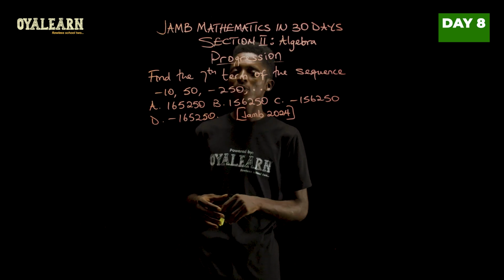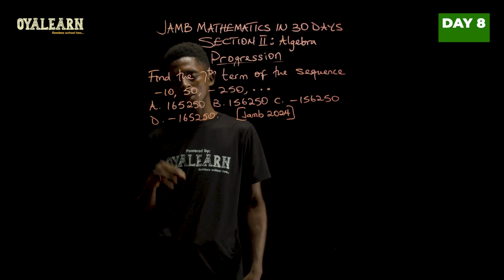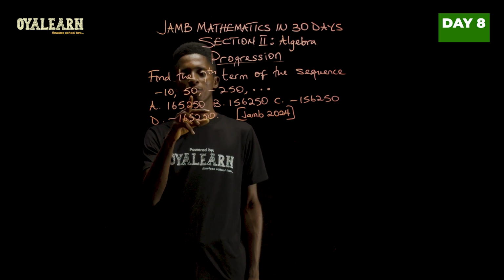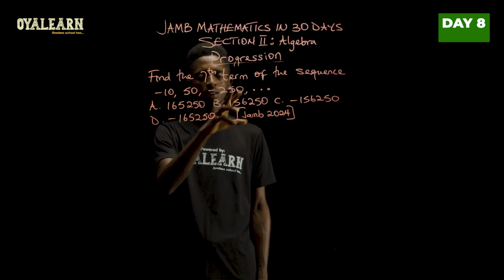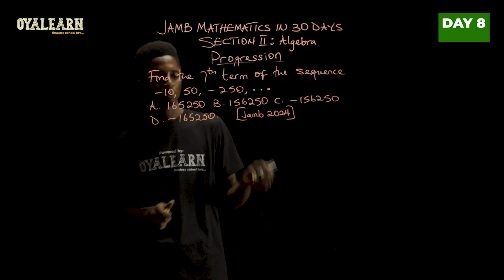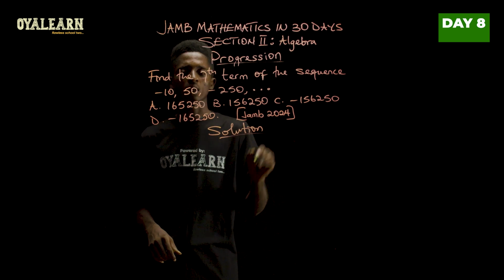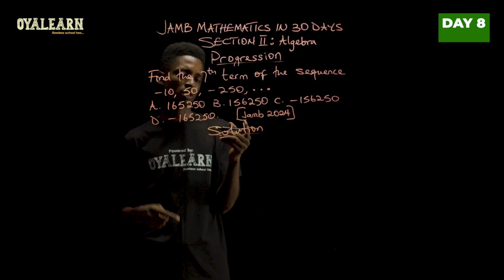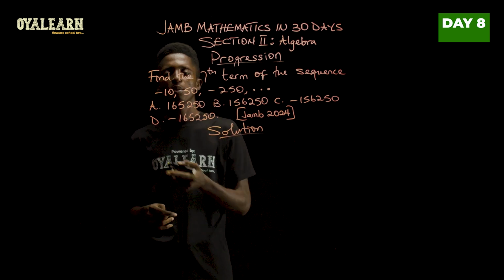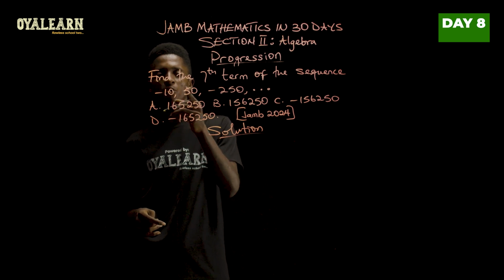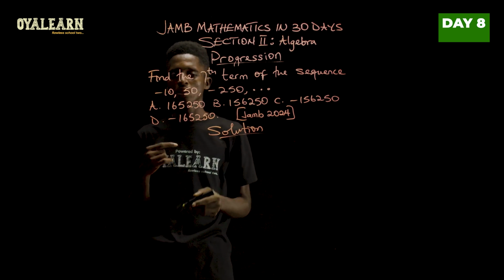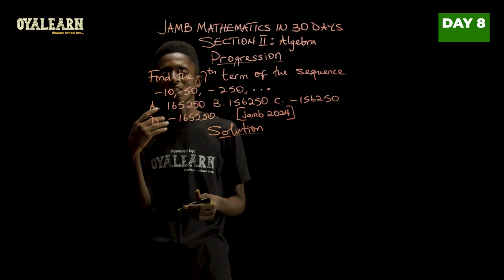This question asks to find the seventh term of the sequence negative 10, 50, minus 250, and so on. Now looking at this, we can tell it's not an arithmetic progression because we move from negative 10 to 50 and then to negative 250. So the next thing to test is to see if it is a GP.